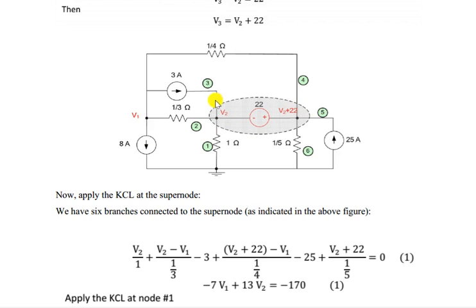Now we have to write KCL at this super node, that is the node taking 2 and 3 all together. So here how many branches are connected? This is one branch, two, three, then 4, 5, 6. So the first branch is (V2 minus 0) divided by 1, then (V2 minus V1) divided by 1 by 3. Now these two are leaving, positive, so the entering current source value we have to take as negative. Then the fourth one, that is (V3 minus V1) divided by 1 by 4.